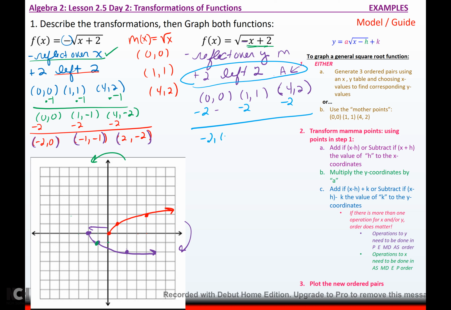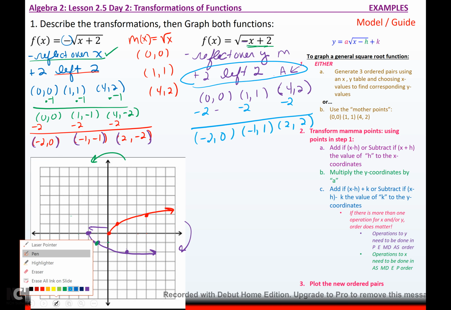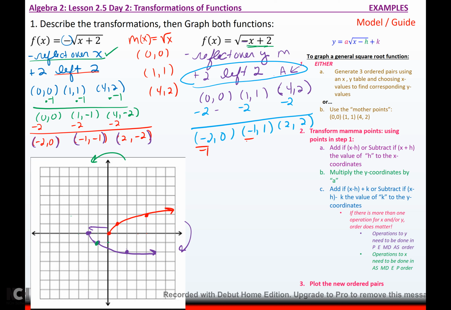All right, so I'm going to have (-2, 0), (-1, 1), (2, 2). And then I'm going to divide by a negative. So divide by negative 1, divide by negative 1, divide by negative 1. Okay, so that would give me (2, 0), (1, 1), (-2, 2). Now let's plot those points. (2, 0), (1, 1), (-2, 2). There we go. It reflected over y, and it moved it to the right 2.